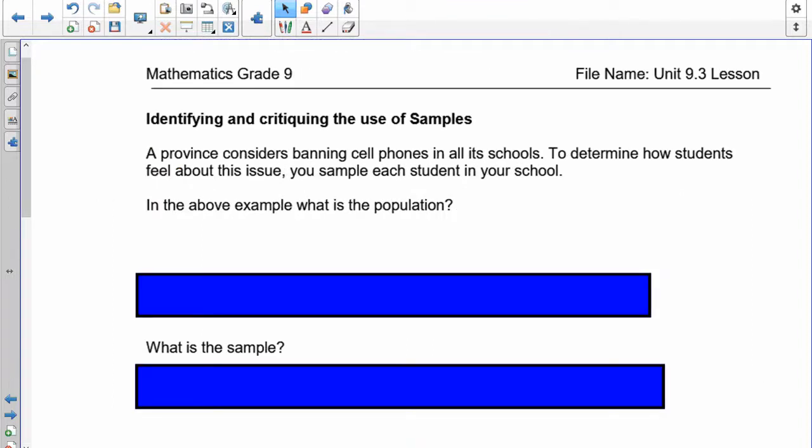Okay, let's look at identifying and critiquing the use of samples. A province considers banning cell phones in all its schools. To determine how students feel about this issue, you, as an individual, sampled your school. So the first thing I want you to do is tell me what is the population for this situation here. So pause the recording and tell me what's the population.